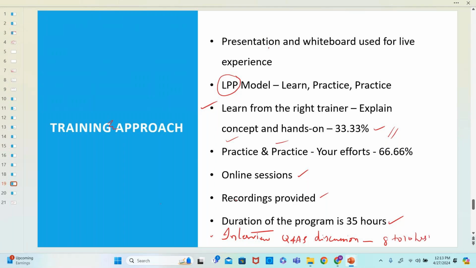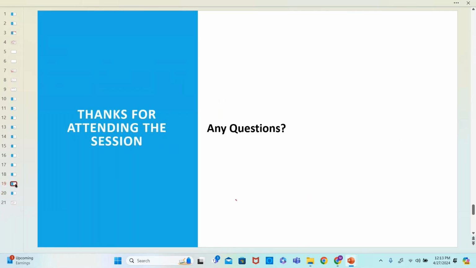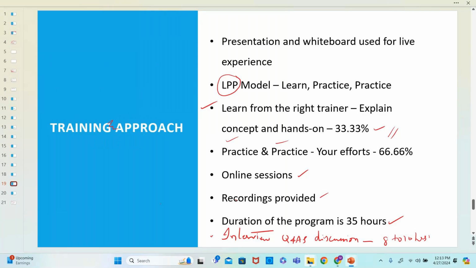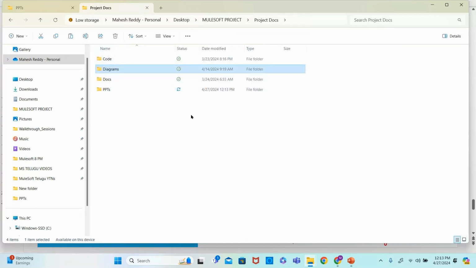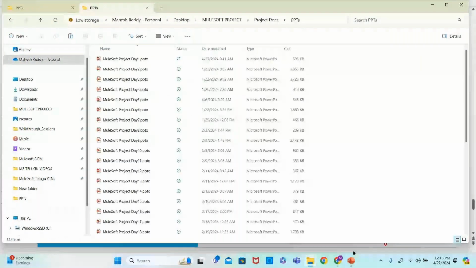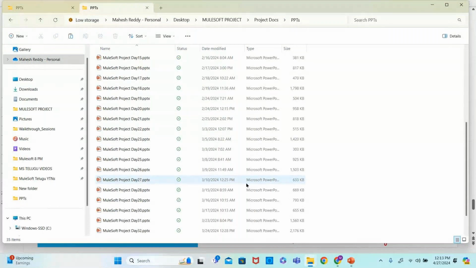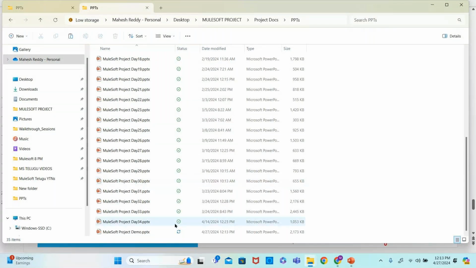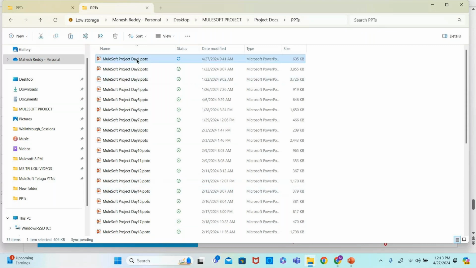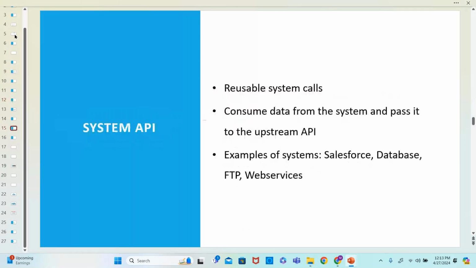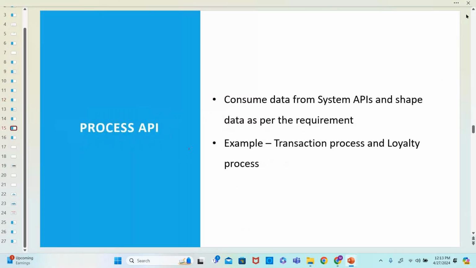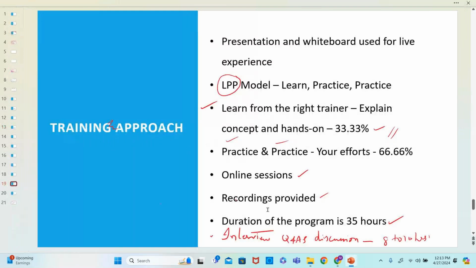I'll show you what documentation will be part of this project training, walk you through that, and then we'll go for question and answers. For example, today you have seen the PPT. For each and every day we have a PPT. This is the demo one, and if you see the day one PPT, you will have all the topics. This way you will have a PPT for each day, and we'll go through each day's discussion.